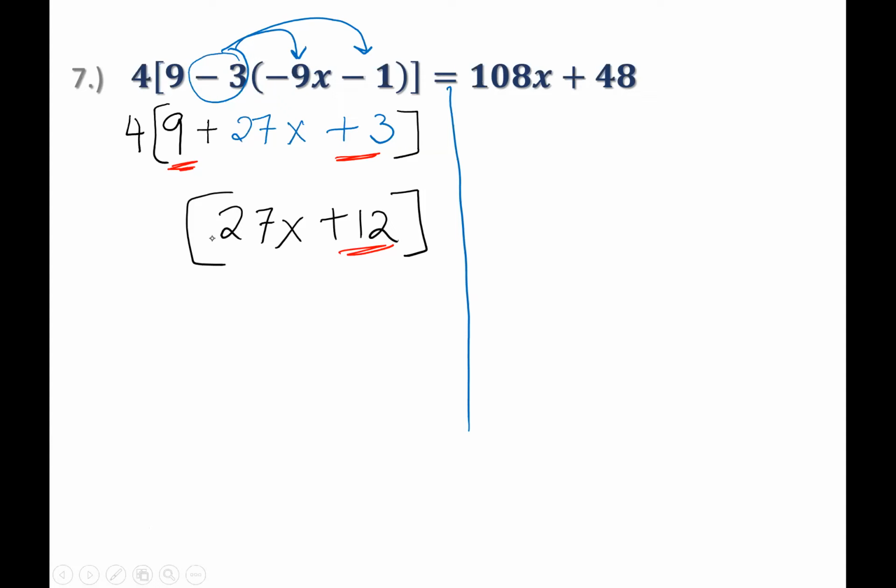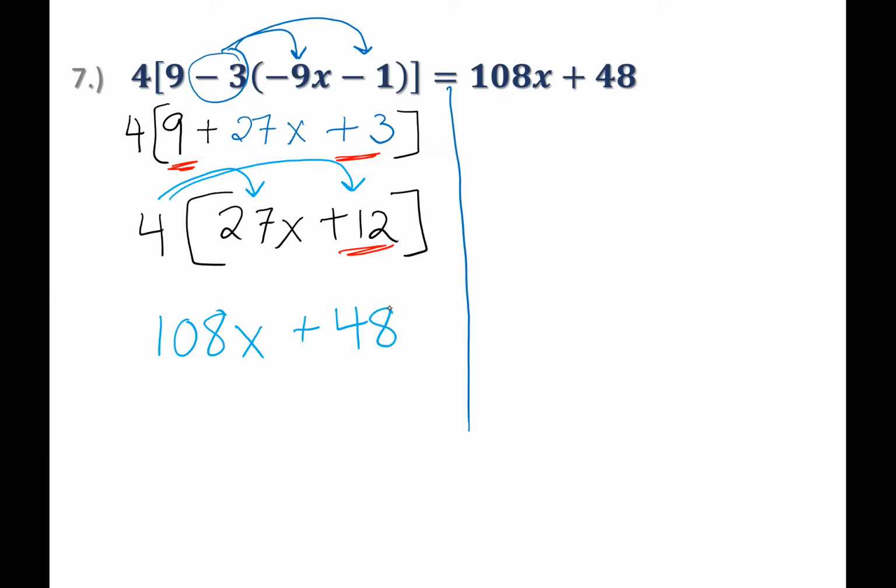Could I have written 12 plus 27x? Absolutely, yes. Okay, and oops, let's not forget that 4 on the outside. So here's where we are, 4, square bracket, 27x plus 12. Or maybe you wrote 12 plus 27x. Either way is fine. Now we get to distribute this 4. All right, so I'm multiplying the 4 by the 27x, and then the 4 by the 12. So 4 times 27x, that's 108x, plus 4 times 12, that's 48.